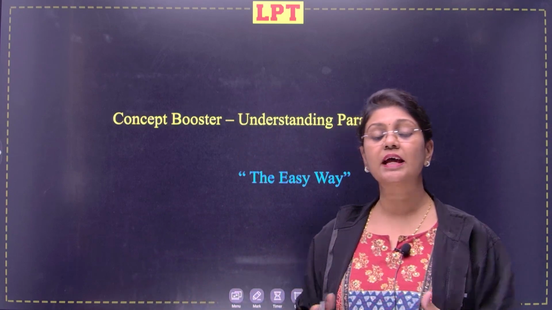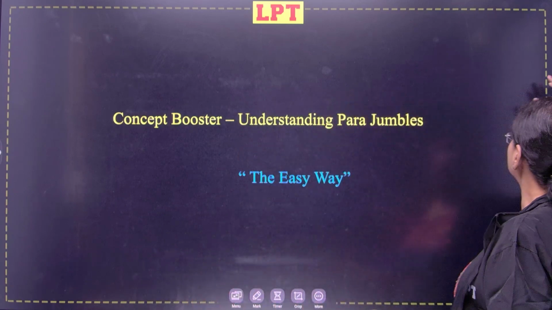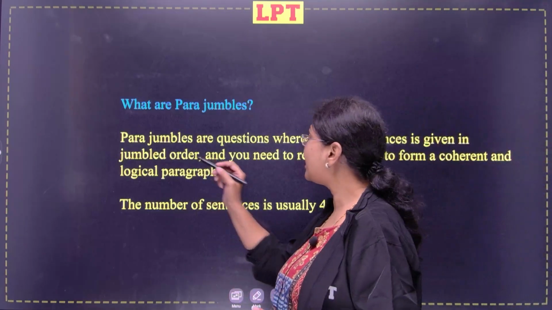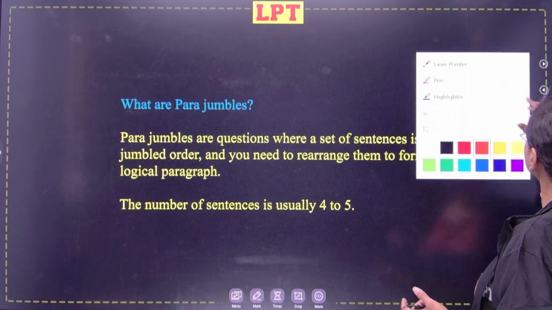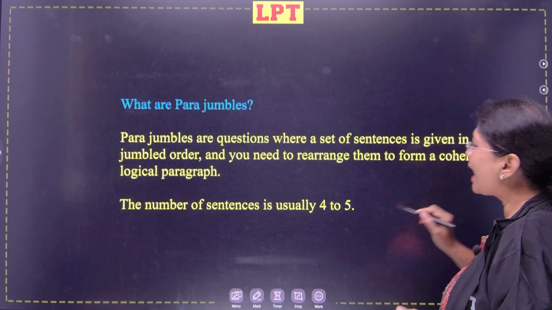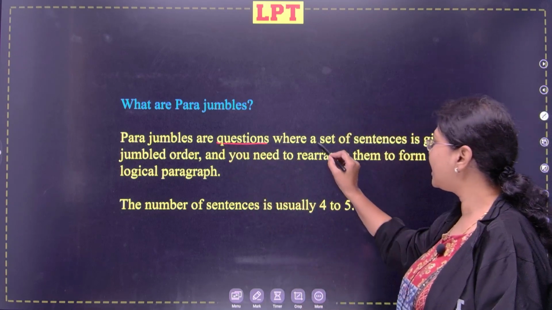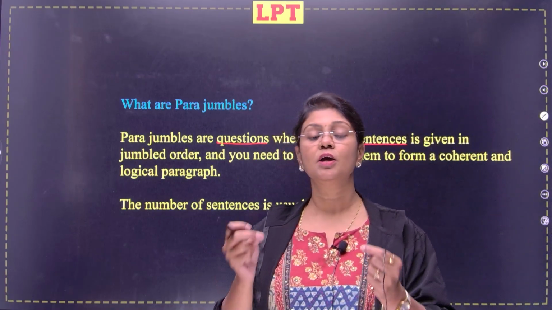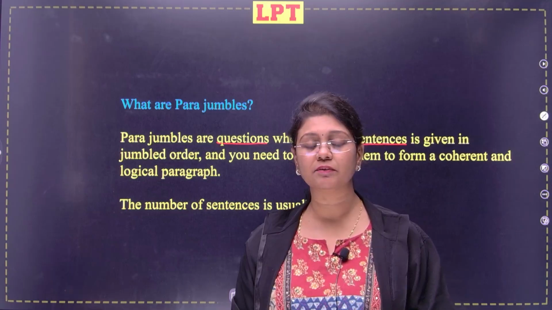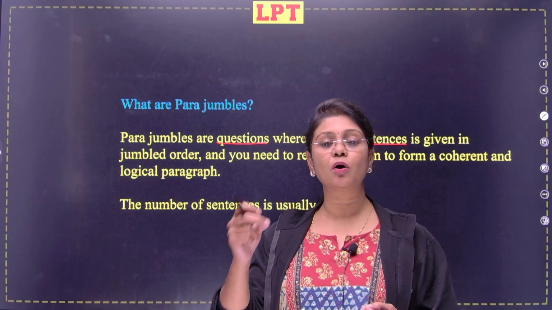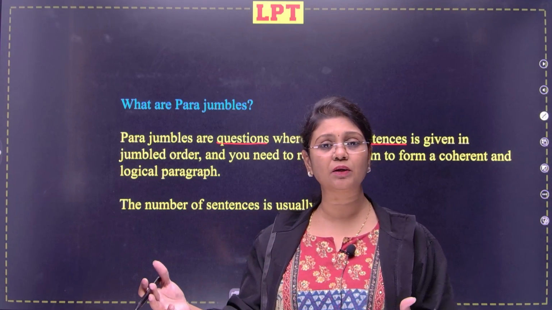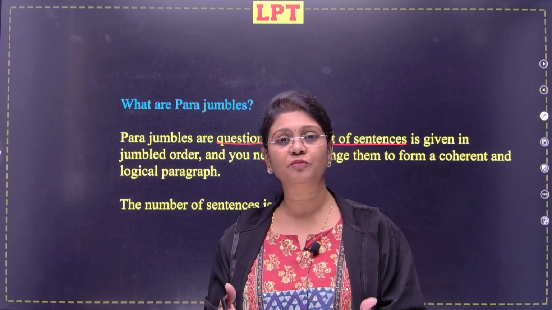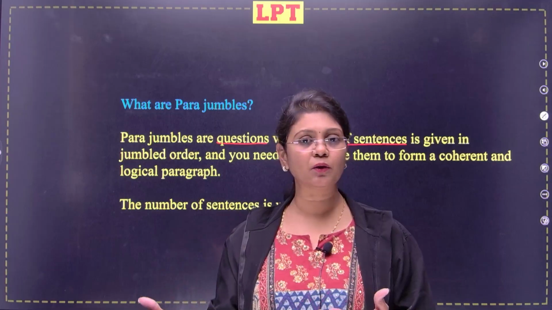So let us try and understand what these questions are. Right, now what are parajumble questions? Parajumble questions are questions where a set of sentences is given. These sentences can range from a minimum of 4 sentences, maximum it can go up to 6 or 8 sentences, although the recent pattern is that you have got a minimum of 4 sentences or maximum up to 6 sentences.